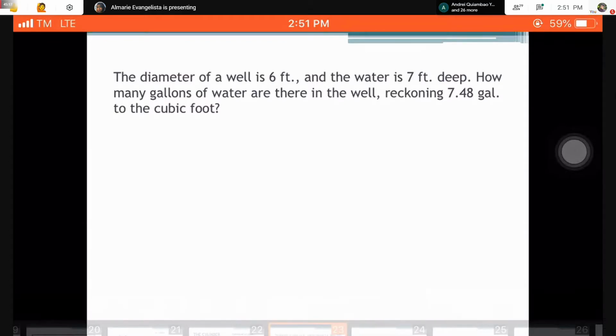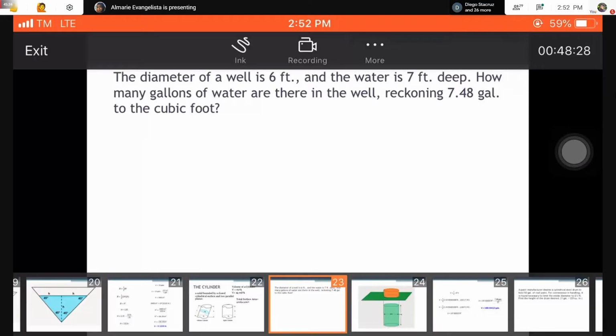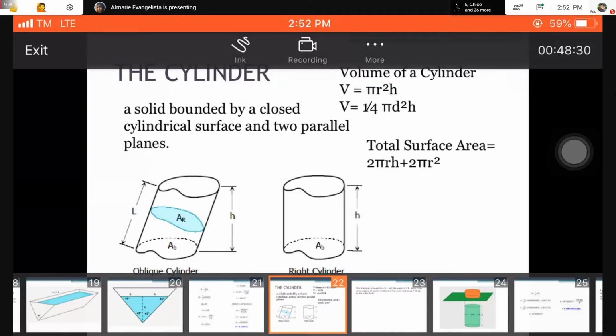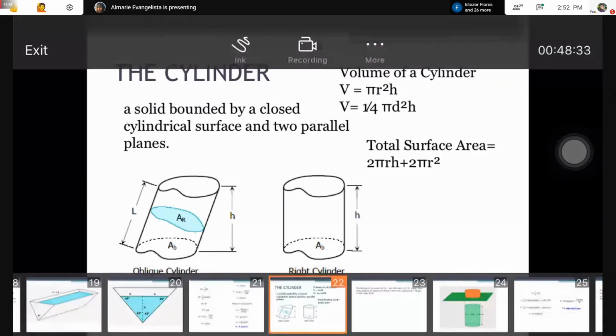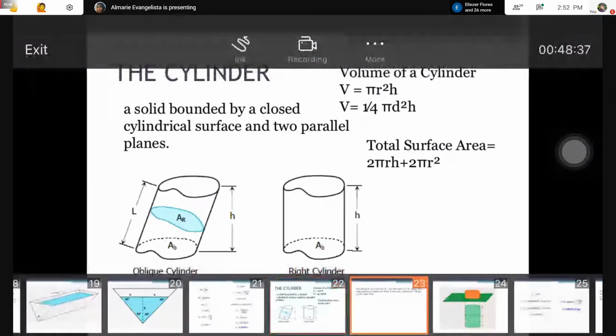Since given naman na lahat, given yung diameter, given na din yung height, and meron ding conversion, gagawin nyo lang siyang cubic foot. So, ang area ulit, ang volume ng cylinder kapag diameter yung given is 1/4 pi d squared times h. So, try nyo siya i-solve.